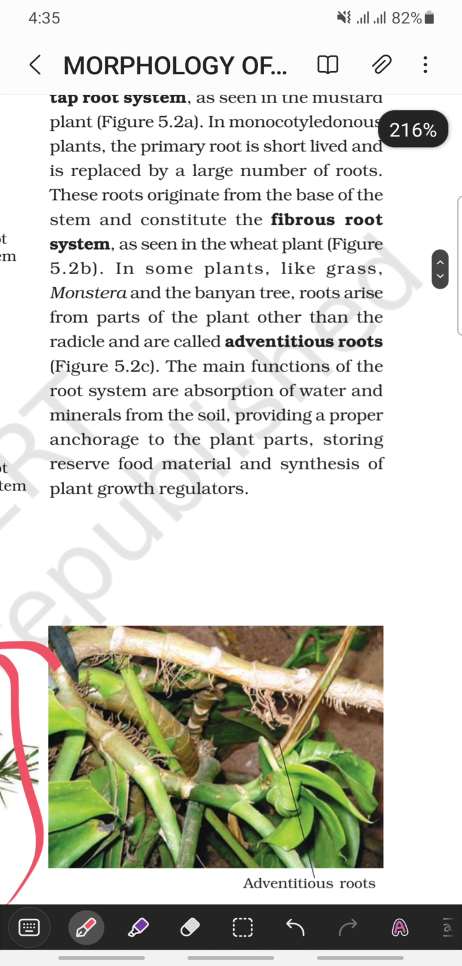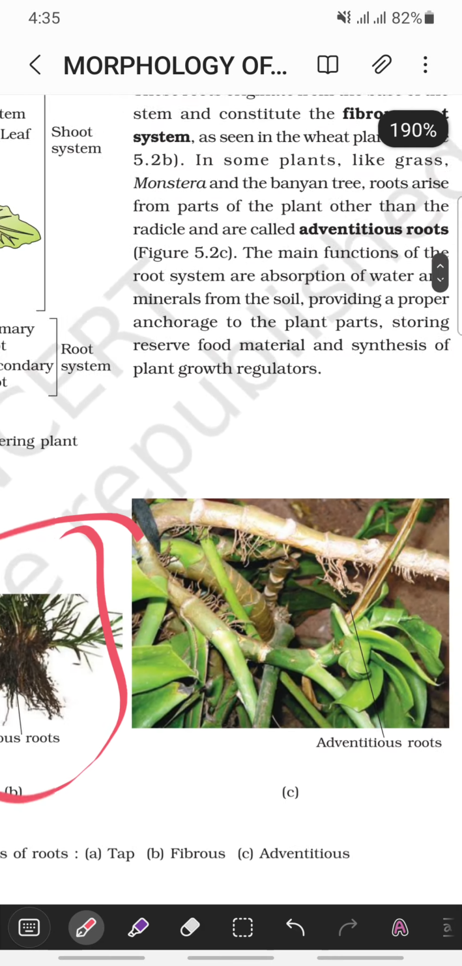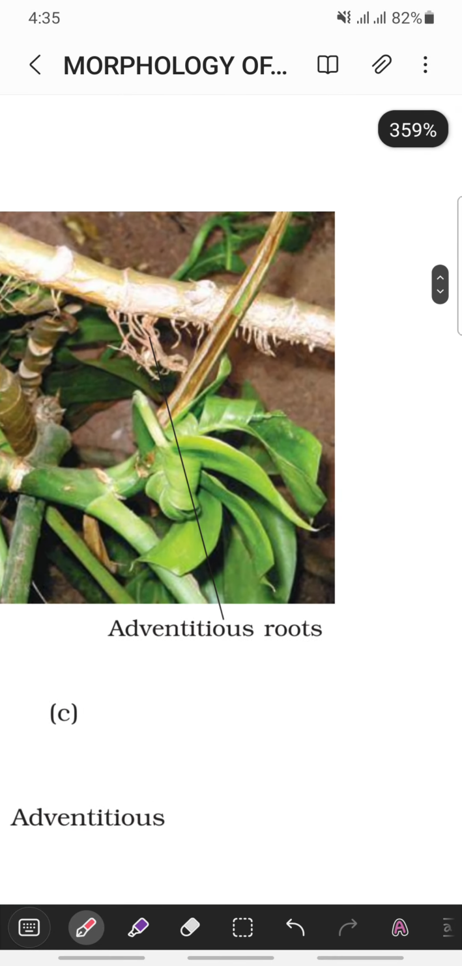In some plants, like grass, monstera, and the banyan tree, roots arise from parts of the plant other than the radicle and are called adventitious roots. Figure 5.2c.